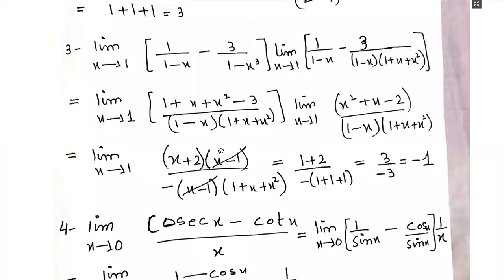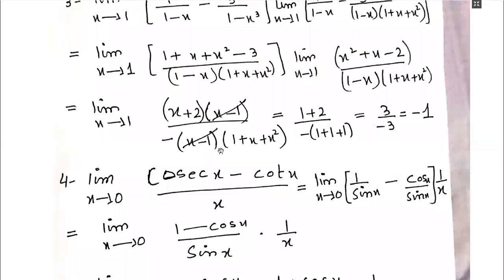Now in the fourth problem, limit x tends to 0, (cosec x minus cot x) upon x.